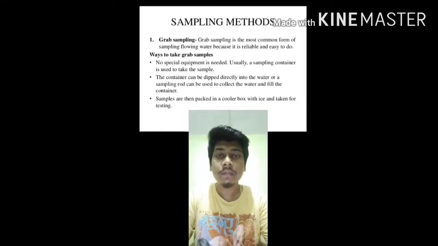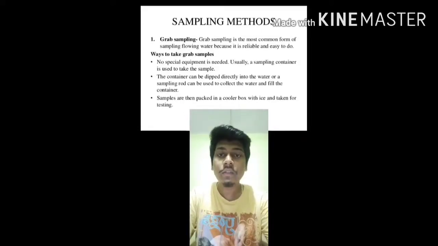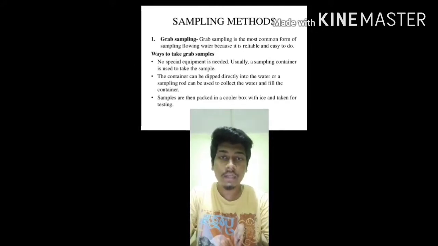First, grab sampling. Grab sampling is the most common form of sampling flowing water because it is reliable and easy to do. The way by which a grab sample can be taken is as follows. No special equipment is needed for the sampling of the grab sample. A sampling container is used to take the sample. The container can be dipped directly into the water or a sampling rod can be used to collect the water and fill the container. Samples are then packed in a cooler box with ice and taken for testing.